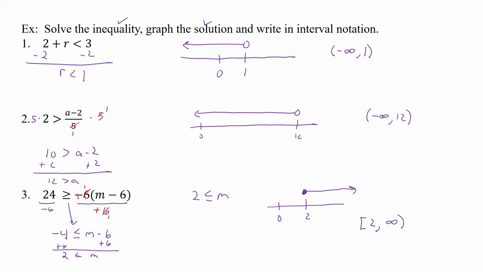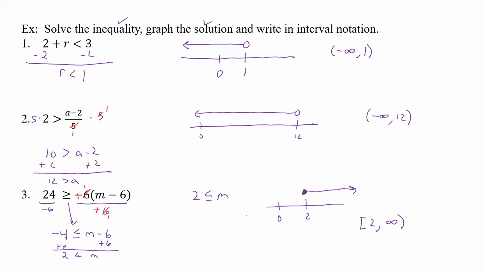Now, that's one thing we could check here. If we plugged in, say, oh, I don't know, 6 here, because that's out here, let's plug in a 6. 6 minus 6 is 0. 0 times anything is 0. Is 24 greater than 0? Yeah.